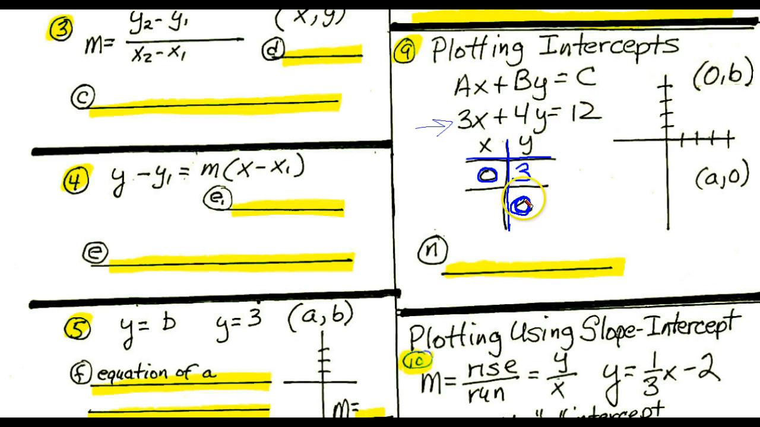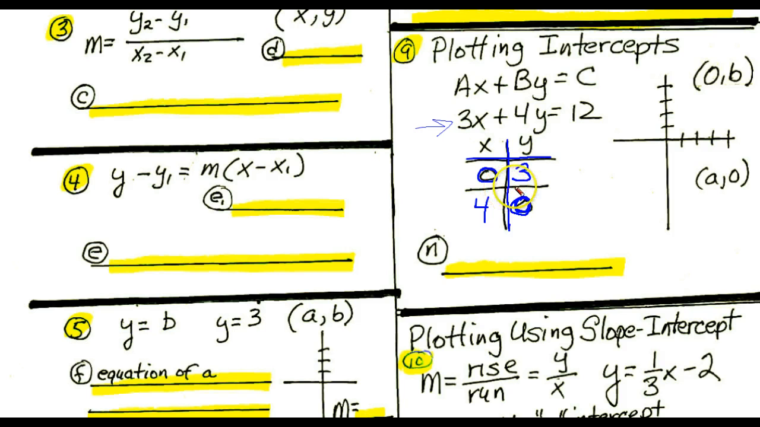Now, if we put the 0 where the y is here, 4 times 0 is 0. We get 3x equals 12. Divide both sides by 3. X here will be 4. Now, as a little review, whenever you have an ordered pair with a 0 and some value for y, this is the formal way to write the y-intercept. And when you have a, which is the x value, and the y value is 0, this is going to be your x-intercept.